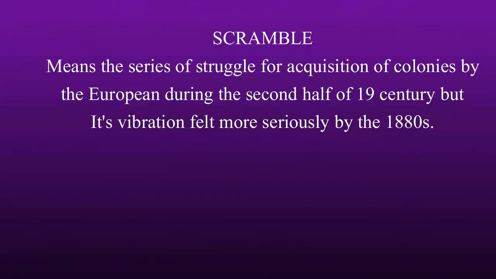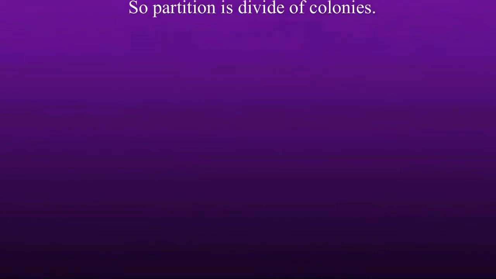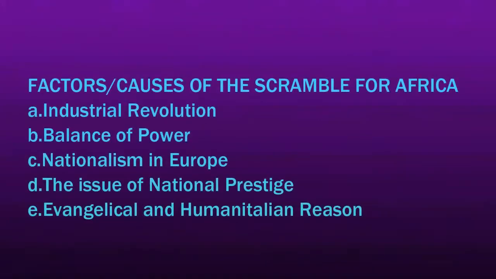Also, we looked at the strategic areas, the areas of most interest to Europeans. For example, the Congo Basin, the Niger Delta, and other parts of West Africa, Egypt, East Africa. And we ended with the impact of the scramble for Africa.